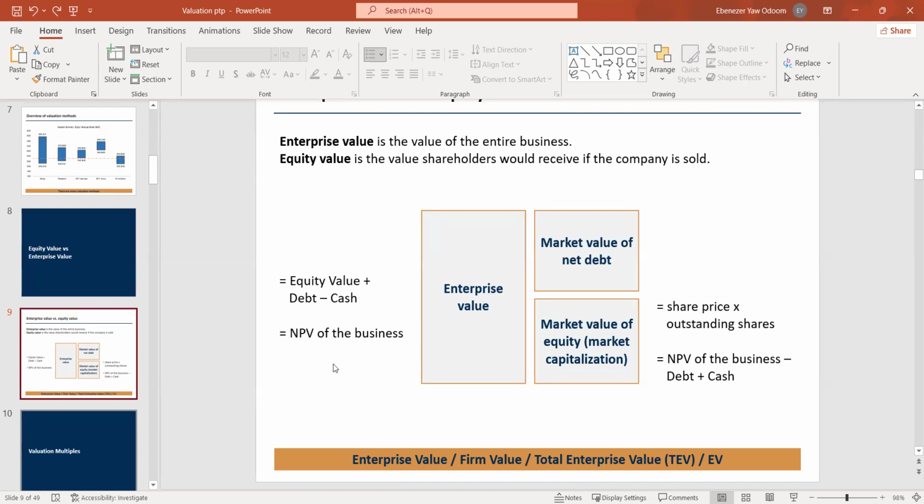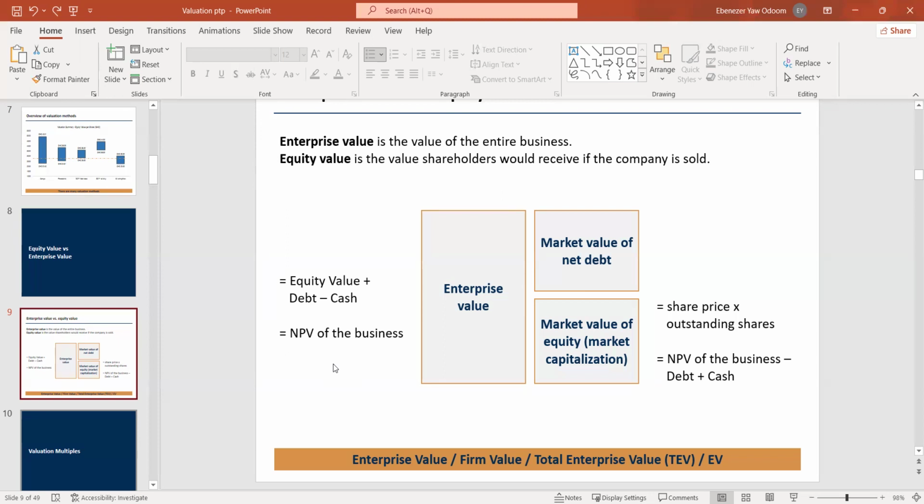So how much MTN costs, the value of the entire MTN, the value of Asset Bank, the value of GCB, the value of the farm, the entire value you estimate is called the enterprise value. And the equity value, on the other hand, is the value that shareholders will receive if the company is sold. If the company is sold off, the value that comes to the traditional owners of the company, that is what we call the equity value. Equity, in other words, is like owner's value.